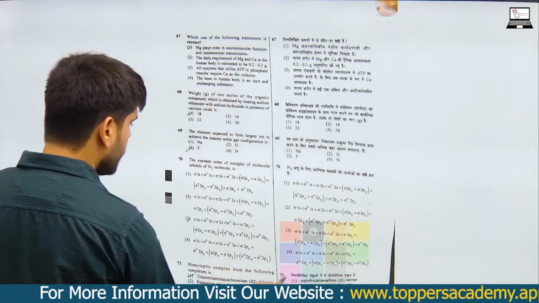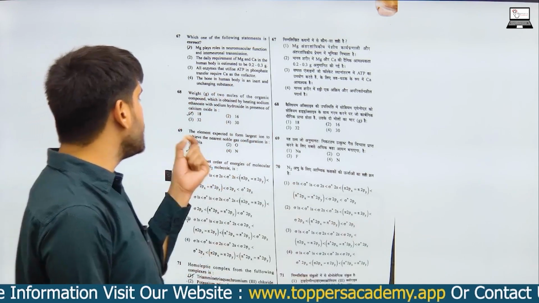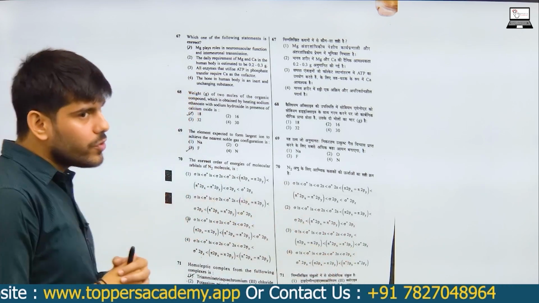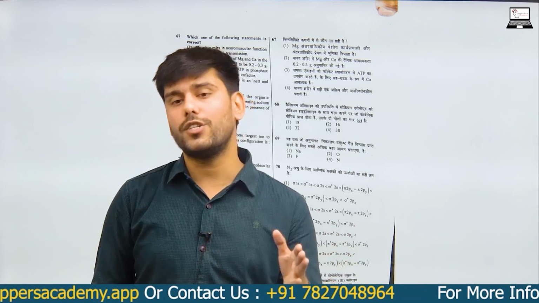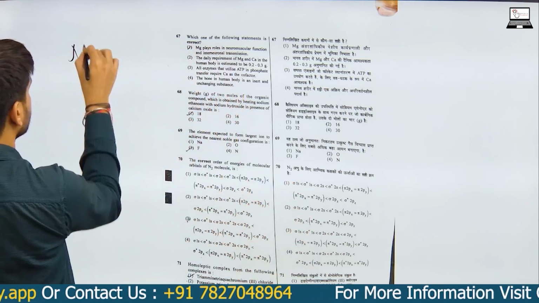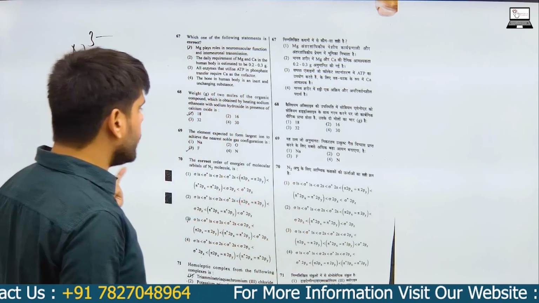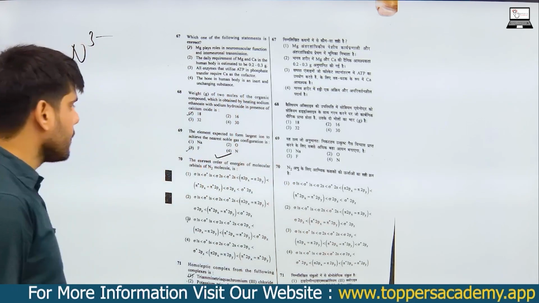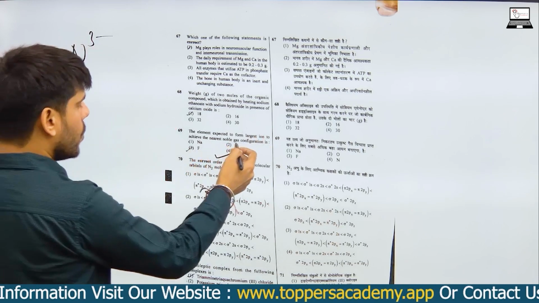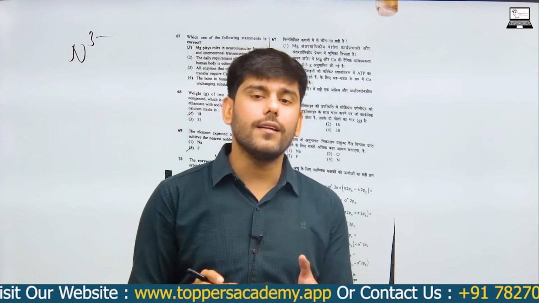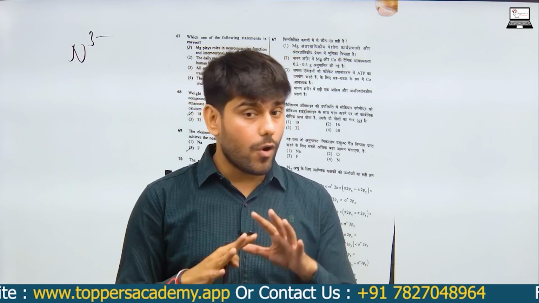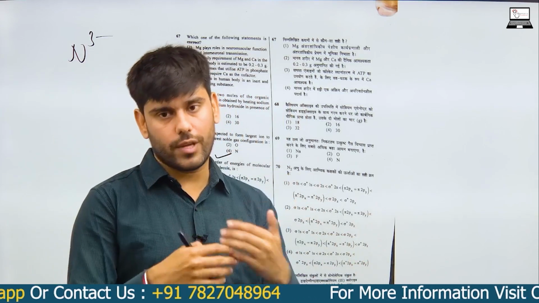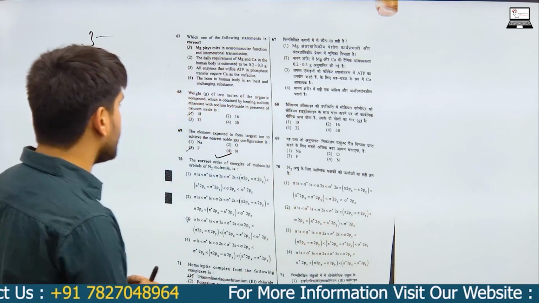The next question is the element expected to form the largest ion to achieve the nearest noble gas configuration. Very simple. We know that nitrogen requires 3 electrons in order to achieve the stable noble gas configuration. So it is N3 minus, and it has the largest size and the largest ionic radius. Yes, correct. So we have Na plus, O2 minus, F minus, N3 minus. All of them are isoelectronic species, and we know that the more the negative charge, the more the size.